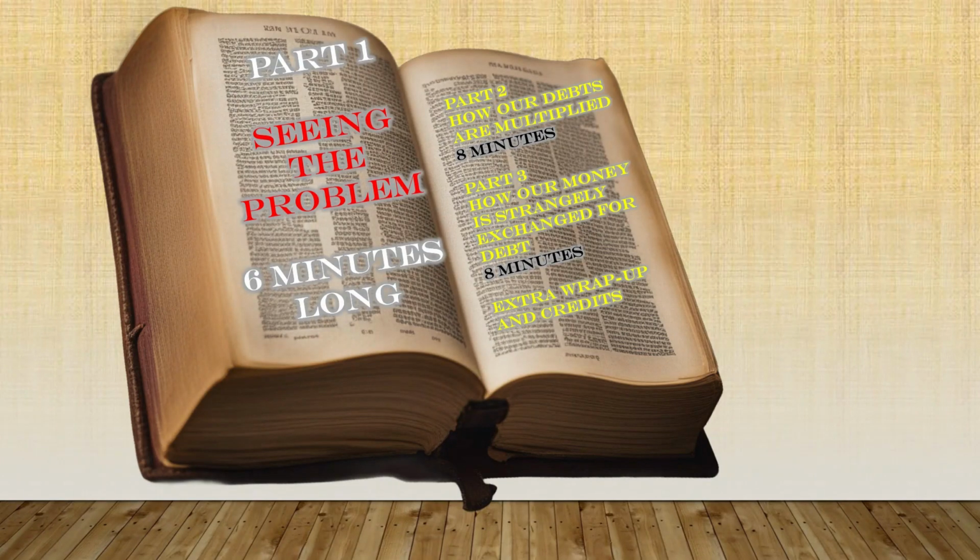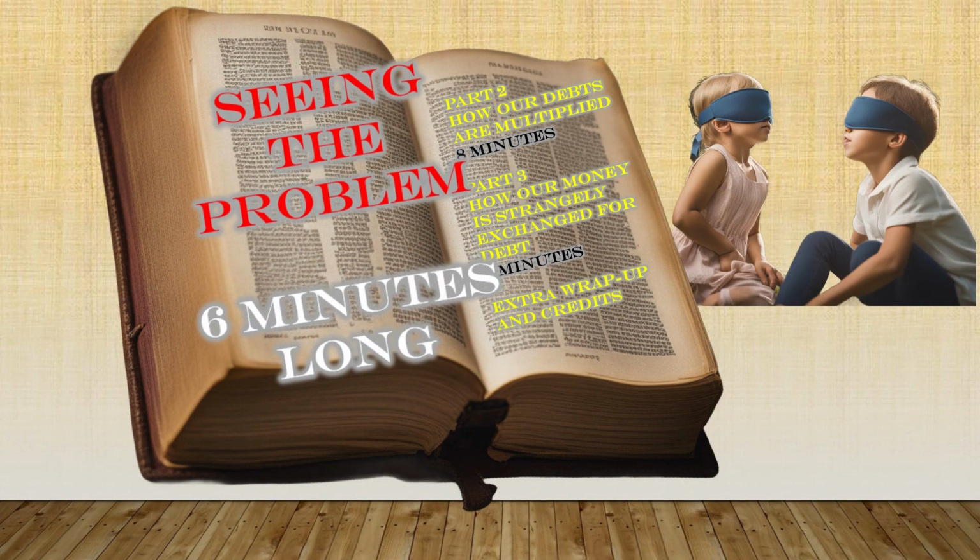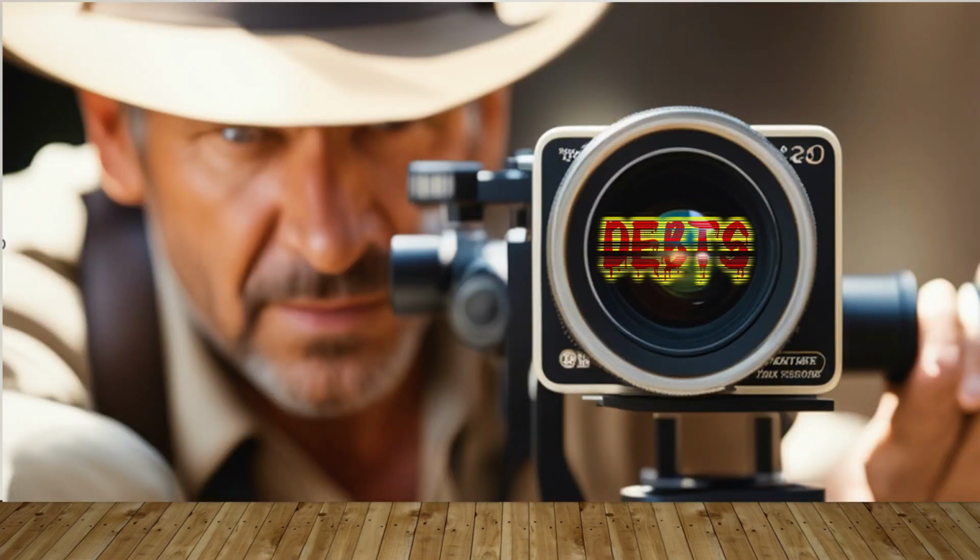Part 1. Seeing the problem. The most obvious place to start looking for answers is to begin with the holders of this debt. Changing the word debt to the term loans will make the problem somewhat easier to see.